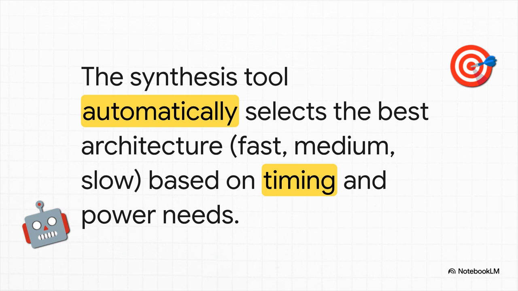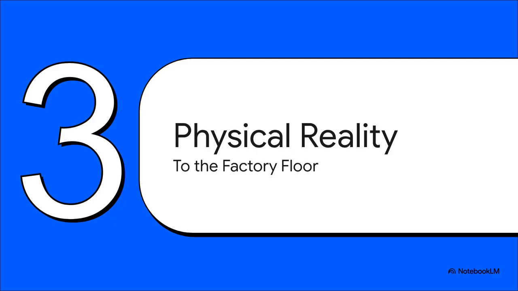The synthesis tool is smart enough to analyze that function, look at the timing, area, and power rules we talked about, and then automatically pick the best possible architecture from its library to build it. It might pick a slow one, a medium one, or a really fast one, whatever is the most efficient choice for the job.